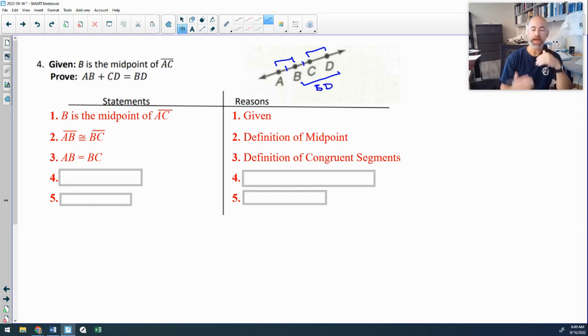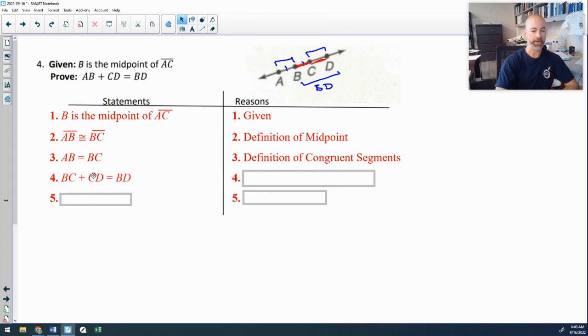Now, since I'm trying to achieve BD, that's the right end of my equation, I really want BD, I'm going to go with a segment addition postulate that would give me BD. And the segment addition postulate that gives me BD is BC plus CD. If I add those two segments together, it will give me the entire segment of BD. So BC plus CD does equal BD, and that is your segment addition postulate.